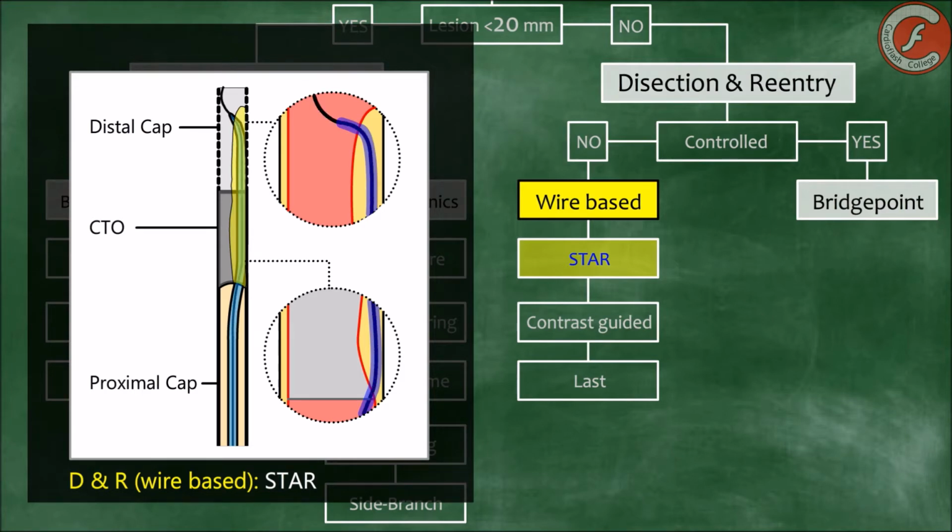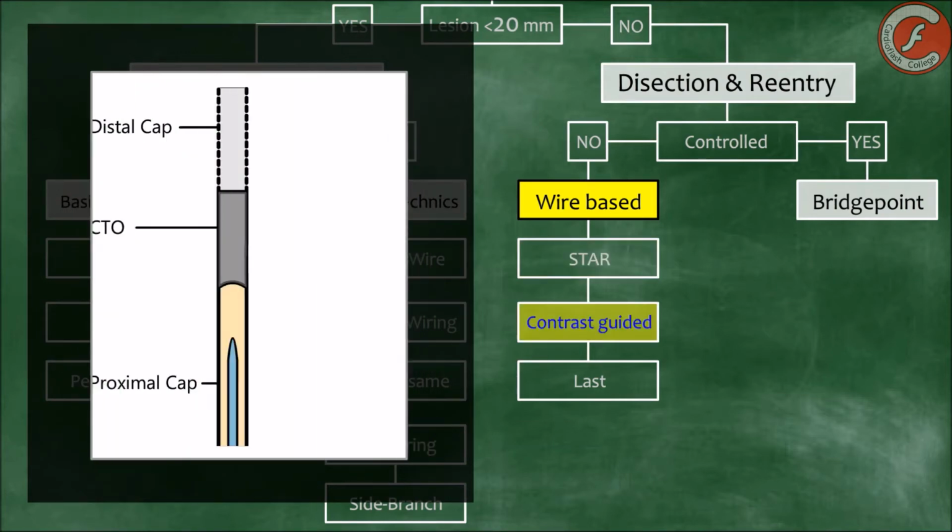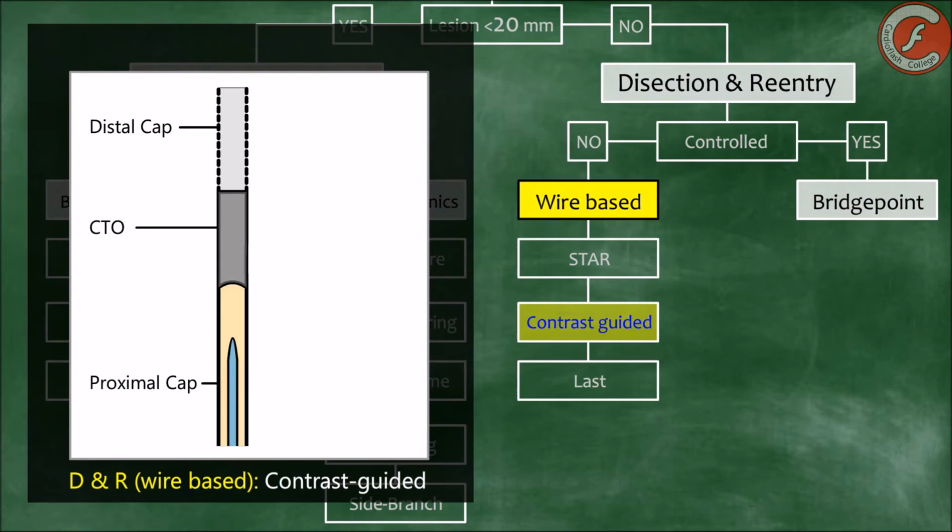The problem is that the subintimal dissection can be difficult to control, which can jeopardize the flow of the lateral branches and the distal reentry. This is why this technique has suffered some modifications throughout the last years, with the objective of minimizing the negative impact of the knuckle wire.